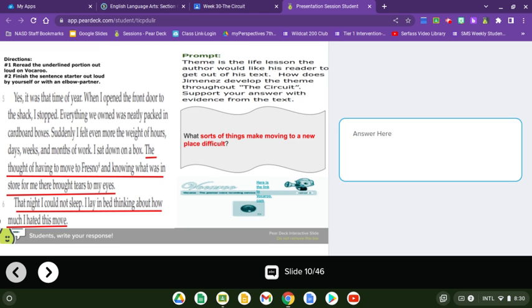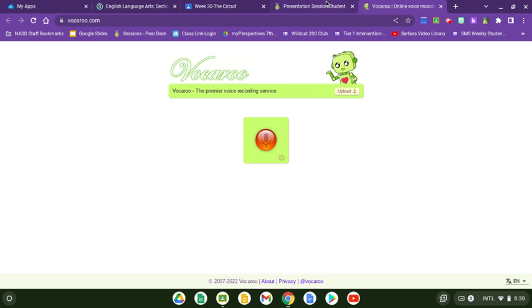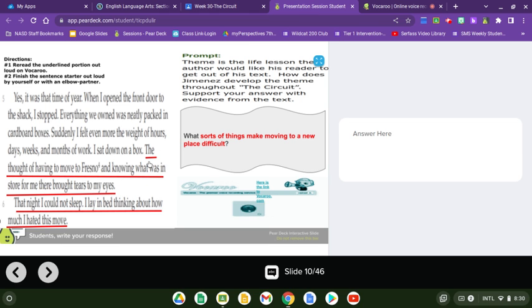Okay. Now the directions here once again are to reread the underlined portion out loud on Vocaroo. That includes in the left-hand side what's underlined in red, and then you can use the red part of the question on the right to help phrase your answer. You'll finish the sentence starter out loud by yourself, or with an elbow partner, someone close by that you could reach with your elbow if need be. Make sure you open up the Vocaroo link. And then when you're ready to start reading, you'll go ahead and click this on and then begin here. Go ahead.